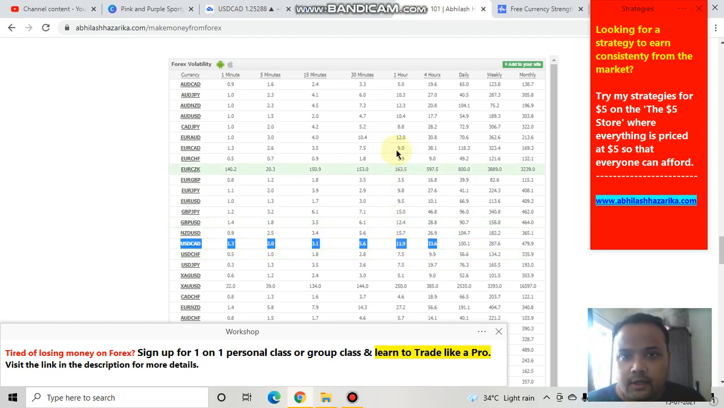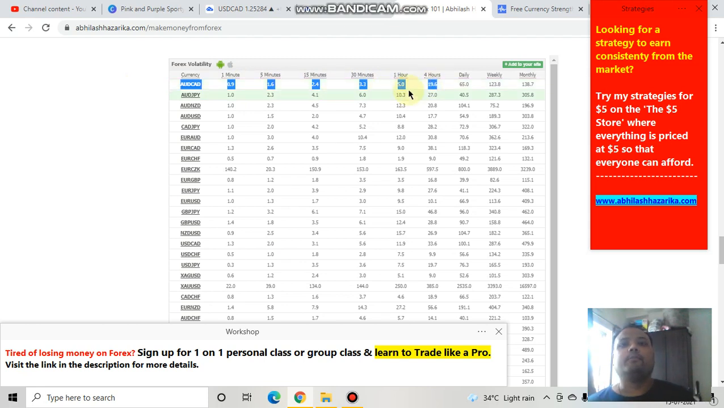But if you go to, for example, the chart of AUD CAD, you can see that there is not much movement. In the 1 hour chart, there is a movement of 5 pips, and in the 4 hour chart, there is a movement of 19 pips only. So this calculator will tell you which pair is good to trade and which pair is not good to trade, because in trading we need movement to make money. If there is no proper movement in the market, then you cannot make money.